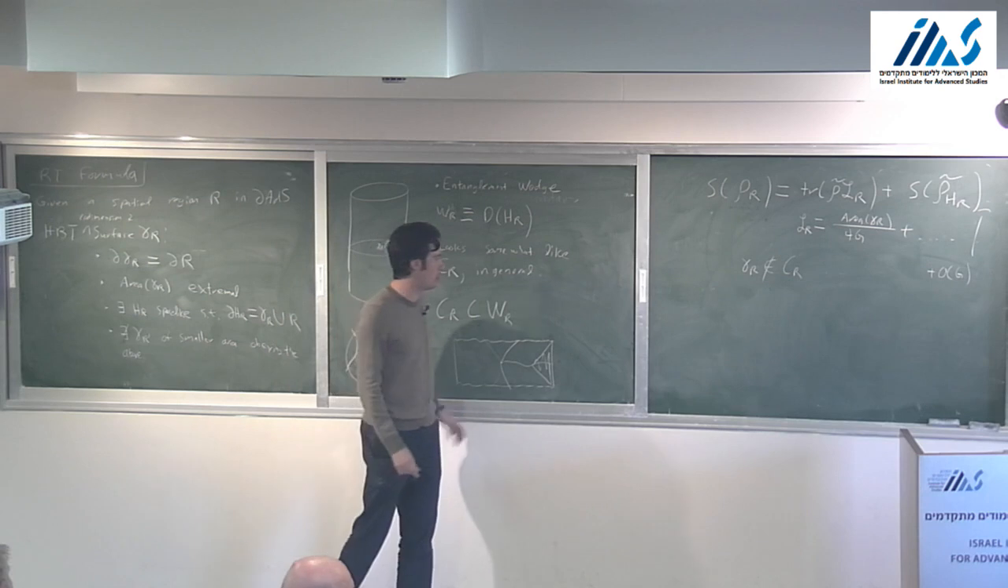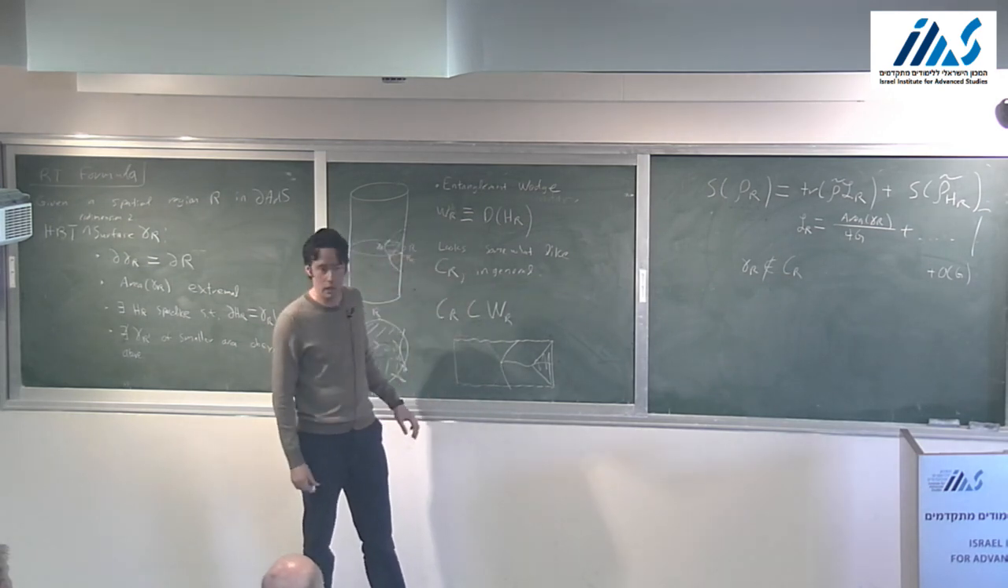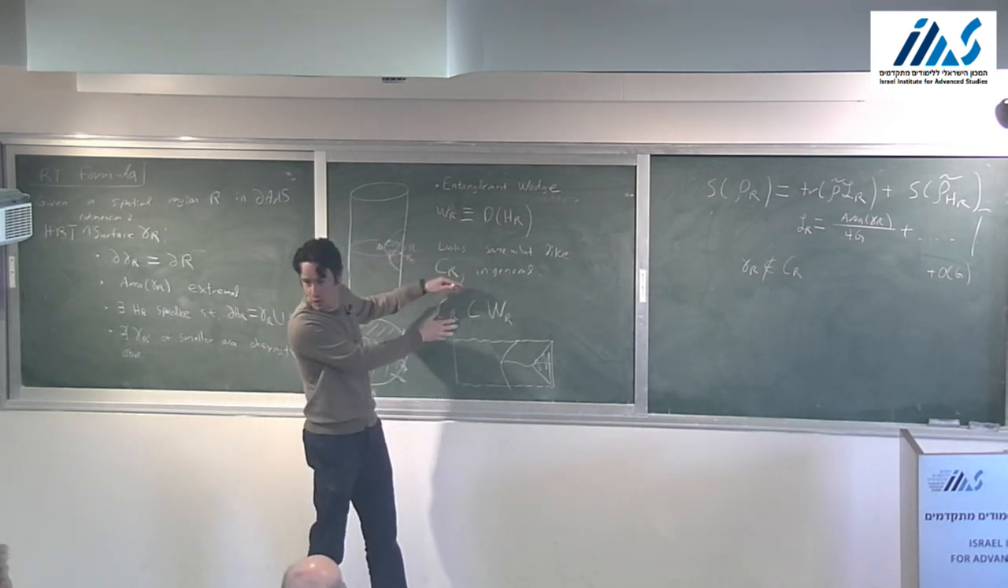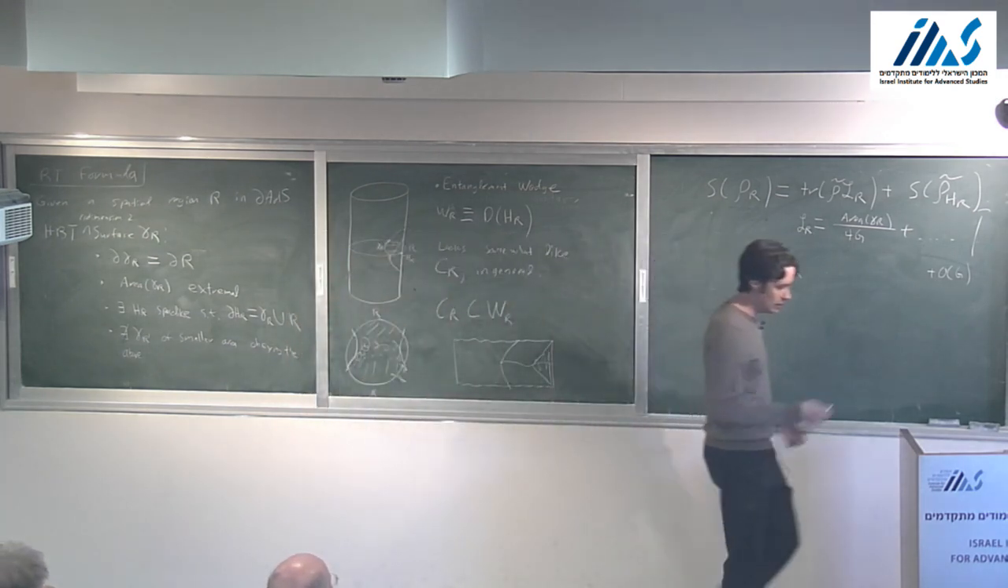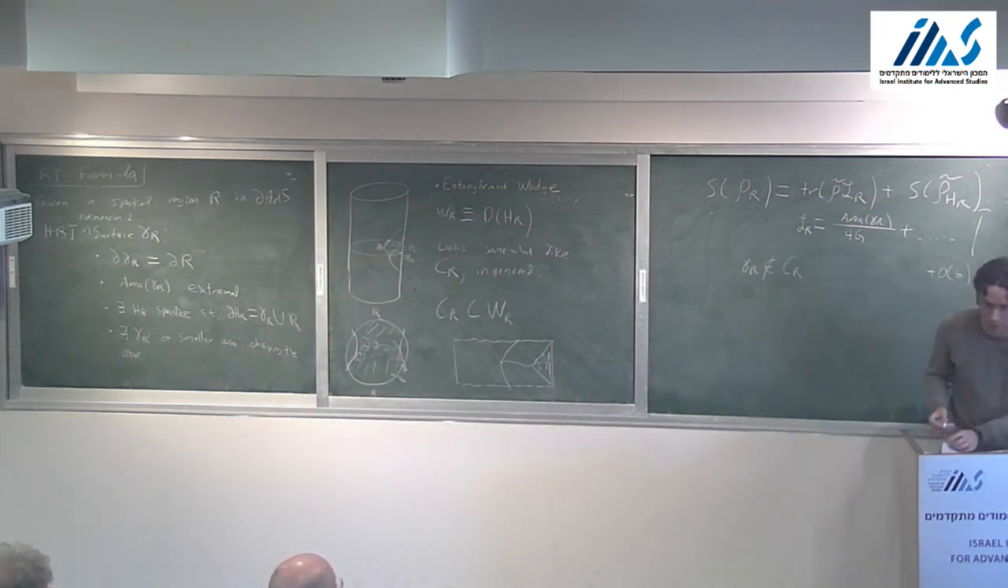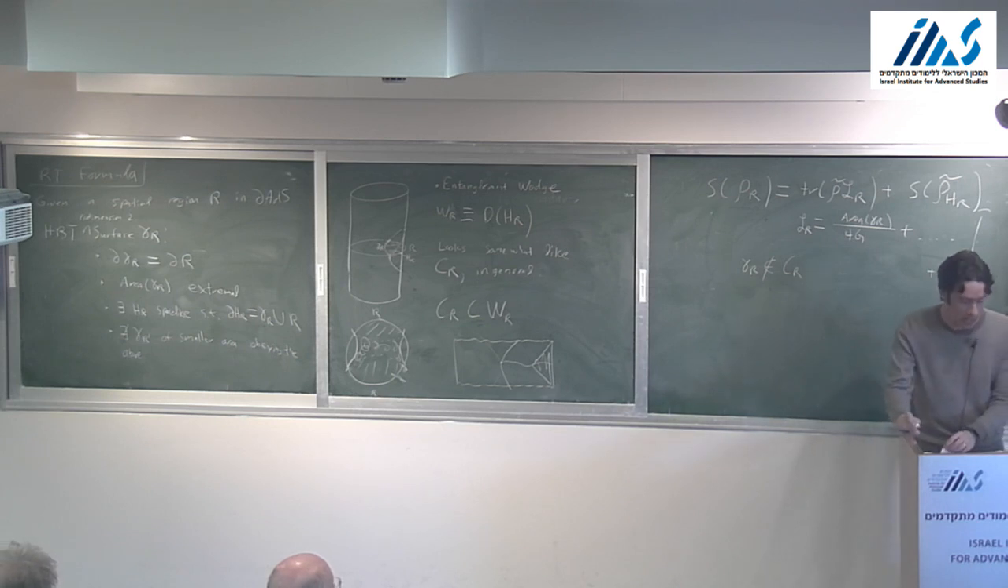So somehow the entanglement wedge is the nicest answer for this question of what subregion of the bulk is dual to a subregion of the boundary. And for the rest of this lecture, I'll try to convince you that that's the right answer. But I'll have to do it using new techniques. I can't do it by solving PDEs.